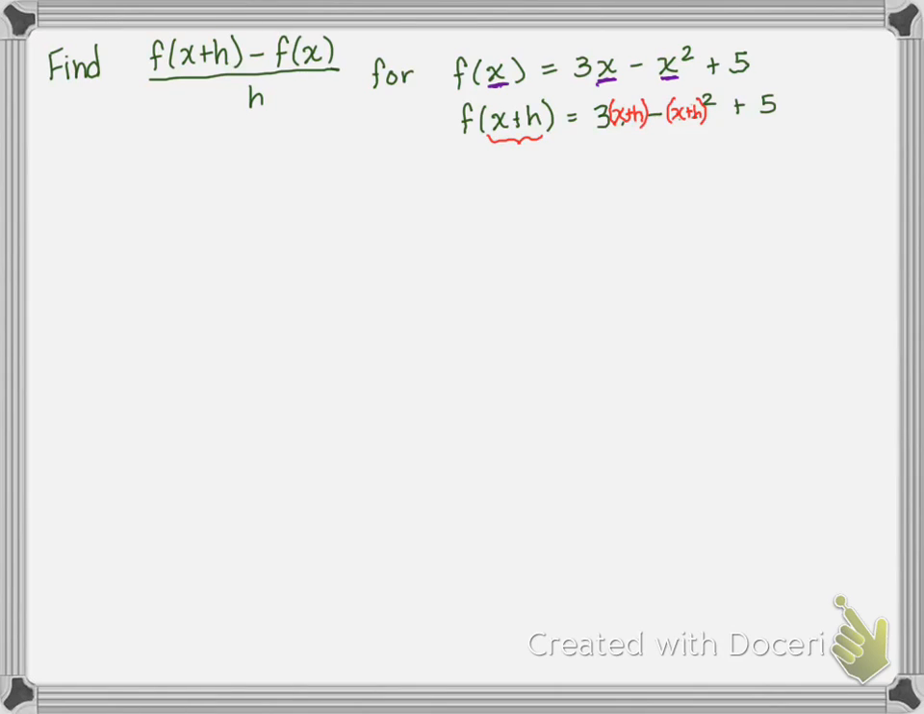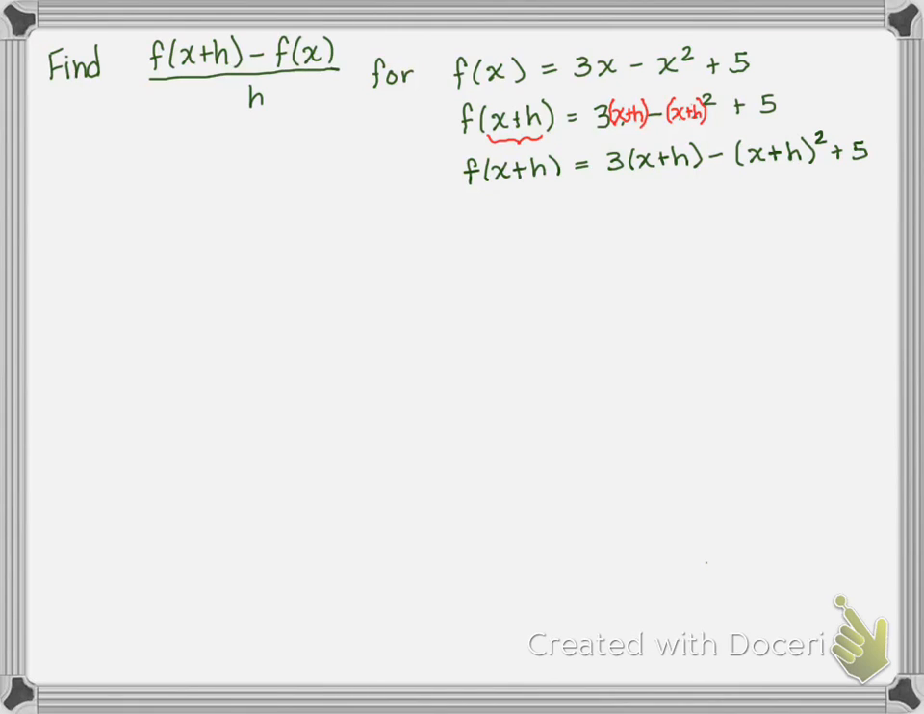So here, let me write it nicer so it's not all squished. What, f of x? Yeah. No, because I'm not factoring it. So f of x plus h is 3 times x plus h minus x plus h squared plus 5. And so now I know what f of x plus h is, and I know what f of x is, so I'm ready to put that into my difference quotient.